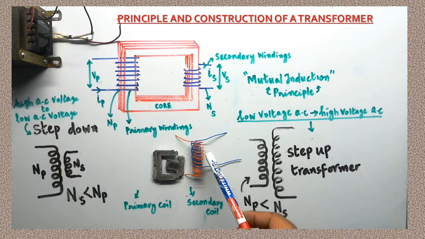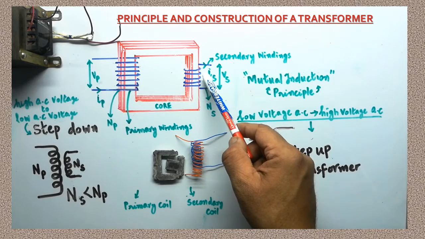The changes caused in the flux in the primary, the same change will happen in the secondary coil also. The change in magnetic flux in the primary coil will happen in the secondary coil also. Are you clear? Again, I would like to repeat. Whatever changes happen in the flux in the primary coil will happen in the secondary coil. So here also a change in flux happens.